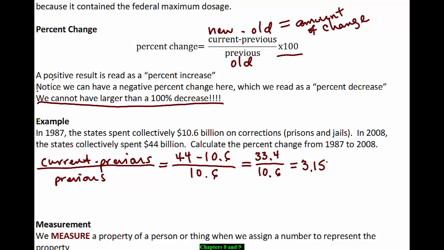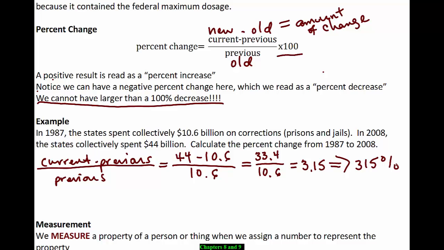Now, a lot of you will stop here, and you'll say there was a 3.15% increase, because we got a positive number. We didn't get a negative number out of this one. However, that's not correct. Remember that we have to multiply by 100 at the end to turn it into a percentage. So this is actually a 315% increase. You can have higher than 100% increase. You just cannot have higher than 100% decrease.